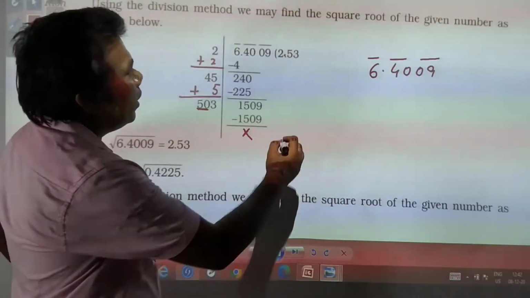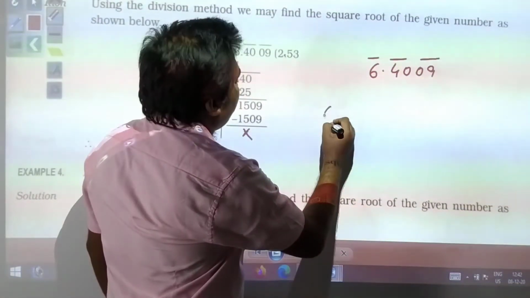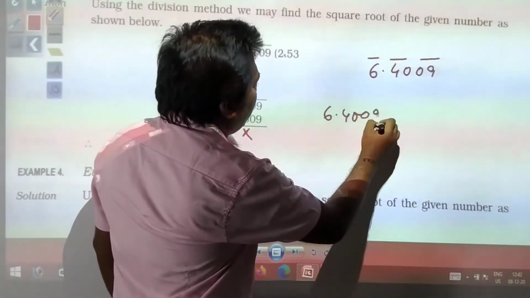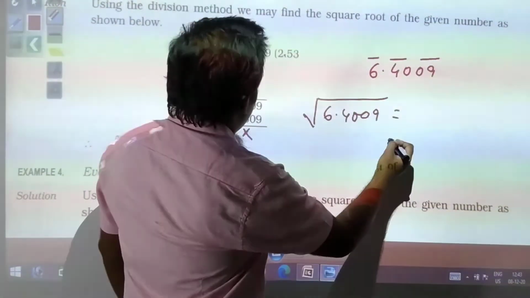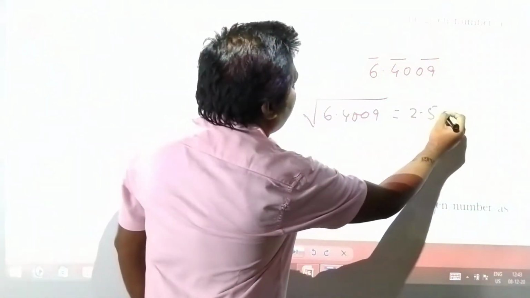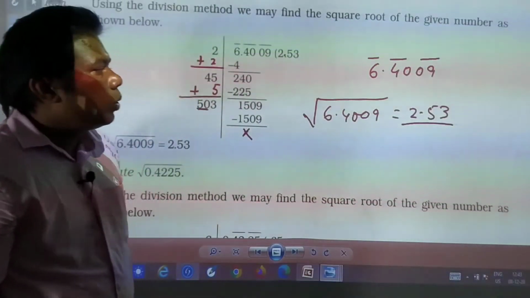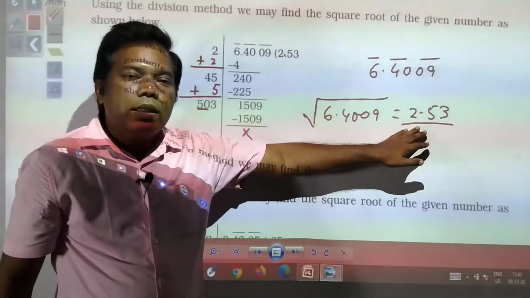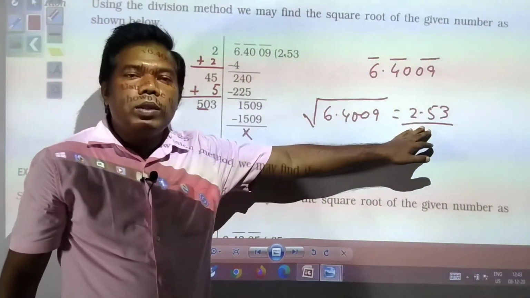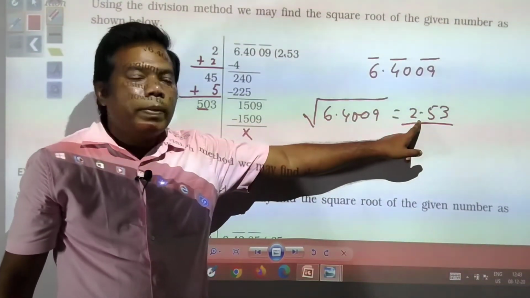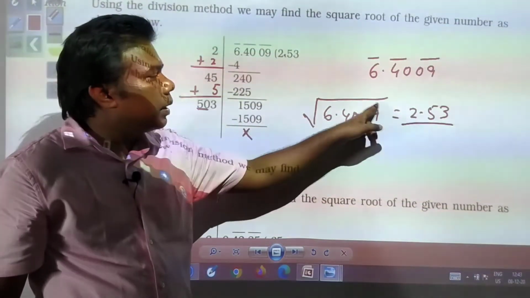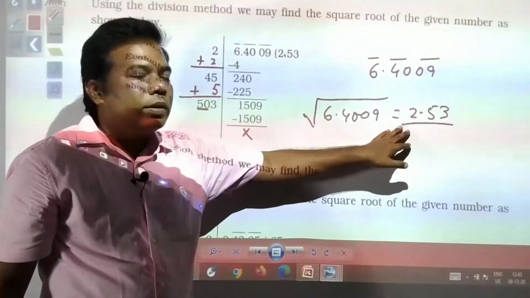So finally the square root of 6.4009 you have got 2.53. This is your answer. Again, if you need to check your answer, 2.53 is required to be multiplied by itself, and you will see whether this number is coming or not. If this number is coming, it means your answer is correct.